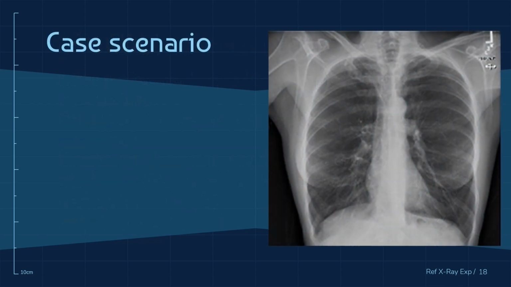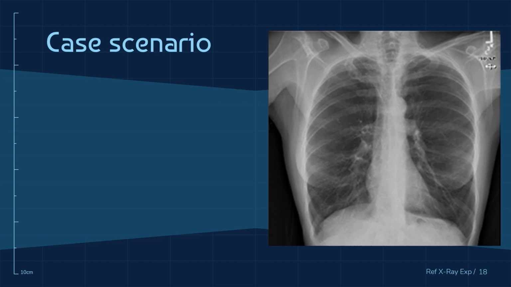Now we can compile all this and apply it in a case scenario that we can see here. So we need to start first by mentioning the name of the patient, patient ID, age of the film, and everything, orientation and all. And next we will move to the rotation. So we can see that the distance between the spinous process and the medial head of each clavicle is equal on both sides, so there is no rotation.